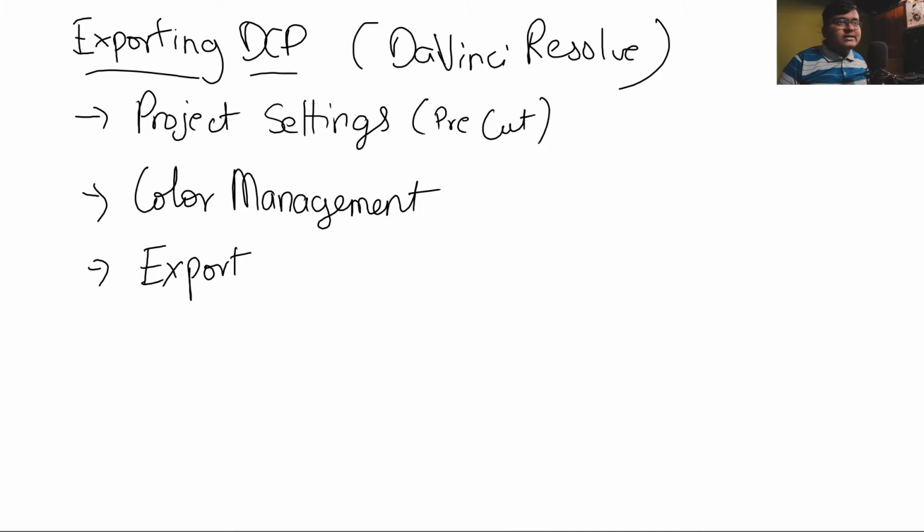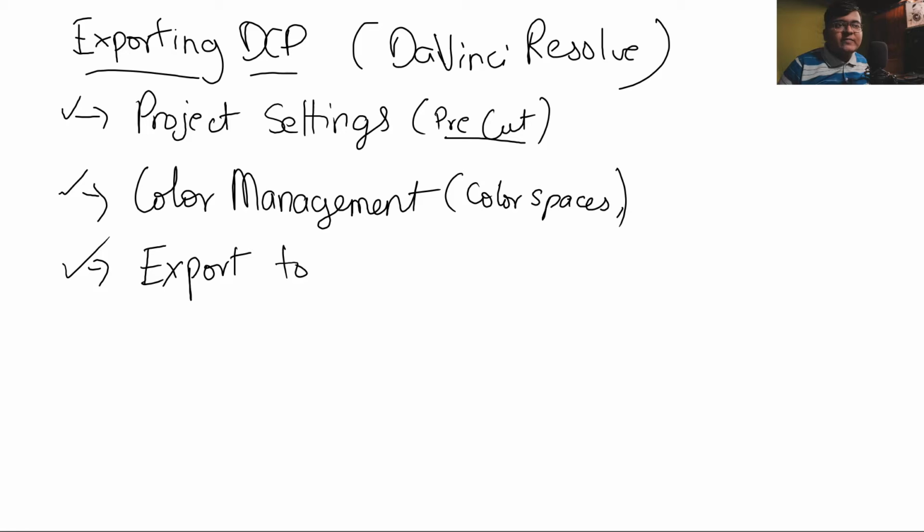So now let's see how to export a DCP. First of all, you need to check project settings. This should be done before the cut of the movie. Then you have to check the color management, how it is set and what the color spaces are, and what is set in that. Then export it to DCP.